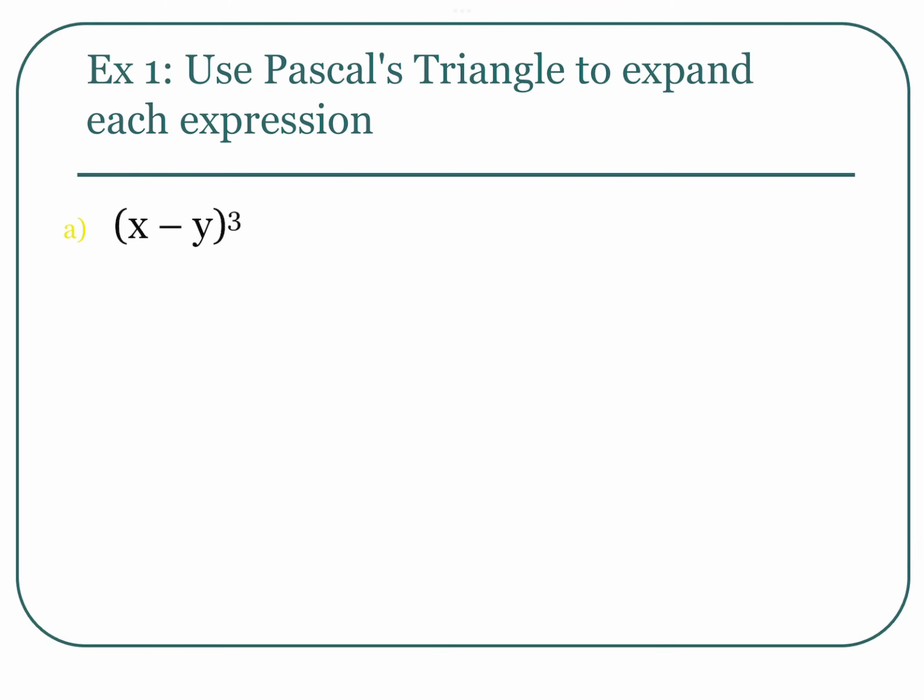So let's look at an example. We want to use Pascal's triangle to expand each expression. So I want x minus y cubed. In our expansion, if you look at your notes up there, there's an a and a b. So let's figure out what a and b are. a is always our first thing, so a is x. Our b is always our second term. Notice it's negative y, because in our expansion, we always did a plus b to something. So our a is x, our b is negative y.